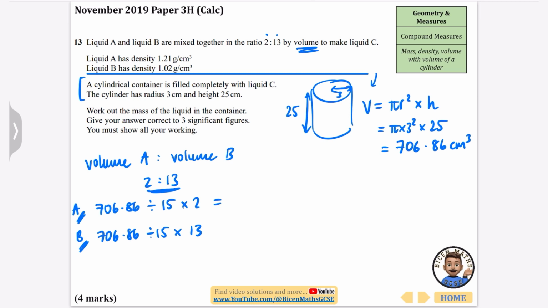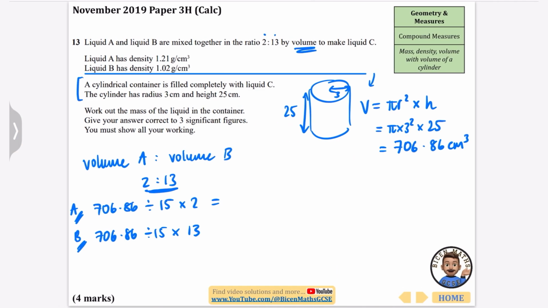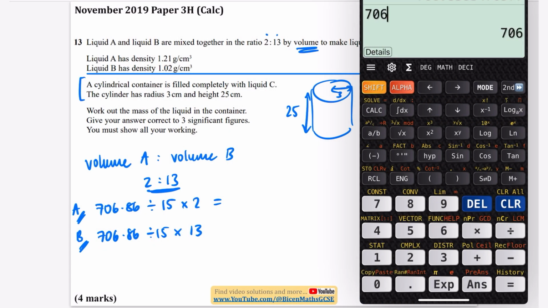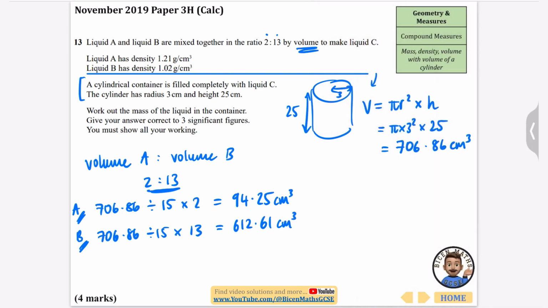Okay, so let's just quickly do these calculations. Calculator's on the other side, no wonder I couldn't find it. I'm going to do 706.86, divide that by 15 and times it by 2. So for A, it is 94.25 centimeters cubed. And for B, I'm going to do 706.86, divide it by 15 to get one part, and times it by 13, so I've got 612.61 centimeters cubed.